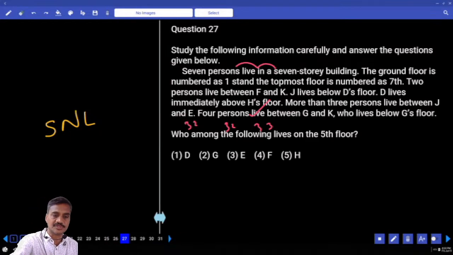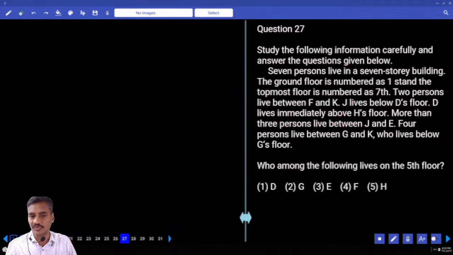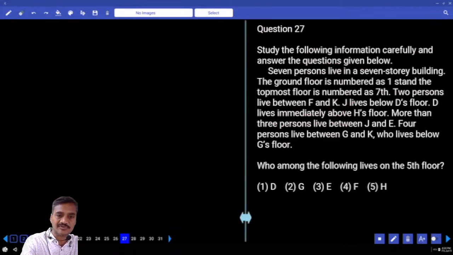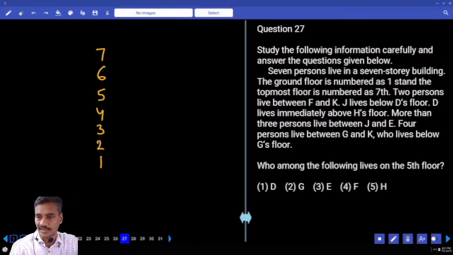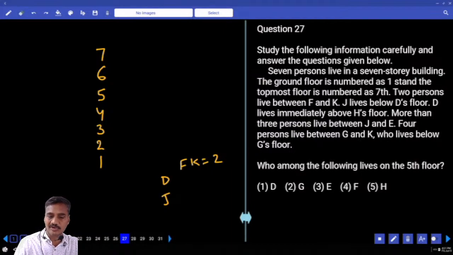Then 27 to 30. Now here it is based on floor arrangement. There are 7 persons living on 7 different floors, 7, 6, 5, 4, 3, 2 and 1. And 2 persons in between F and K, exactly 2. J lives below D, the word immediately is not given. D lives immediately above H, so both these two must be together.